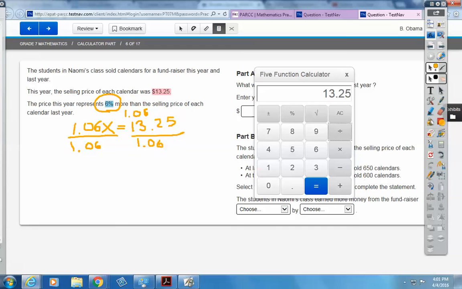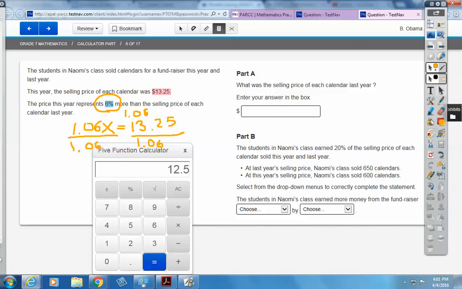13.25 divided by 1.06. And so last year it gets sold for $12.50. All right. The students in Naomi's class earned 20% of the selling price of each calendar sold last year and this year. At last year's selling price, they sold 650 calendars. This year's selling price, they sold 600 calendars. So, select from the drop-down menu the correct complete statement.